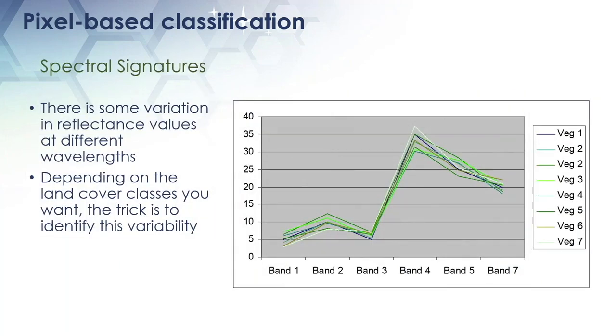It's important to note, however, that there can be variation in the spectral signatures within a class. This image shows you multiple vegetation spectral signatures. While they have the same general pattern, the reflectance values are slightly different. The important thing here for land cover classification is to allow for a range of these reflectance values within each category so that we are including all of the pixels that are vegetation. But we don't want to allow so much variability as to allow a water pixel to fall into this class, for example.